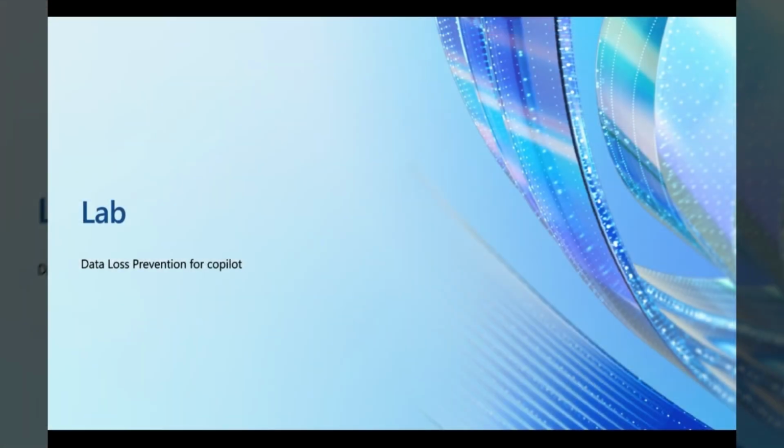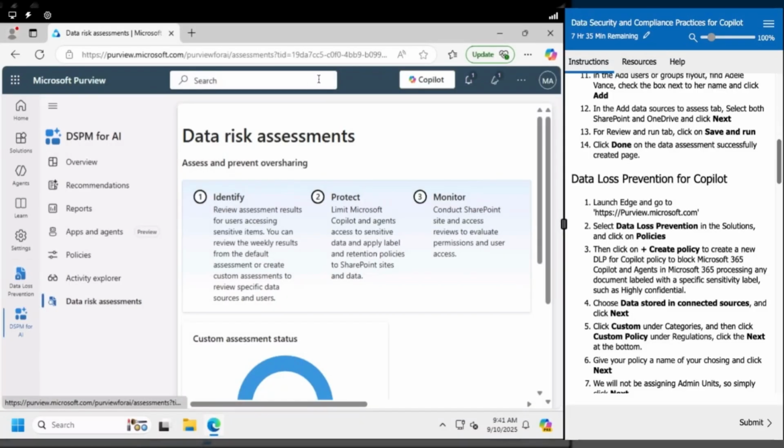All right, in the lab section of this, as I said, this is exactly where we're going to start to do some things with DLP, or data loss prevention, and you'll start to see some of that in the lab environment. Okay, for this lab, we're going to come back in and start looking at data loss prevention for Copilot. If you've not closed out of your browser window, you'll be right where we left off at the data risk assessments.